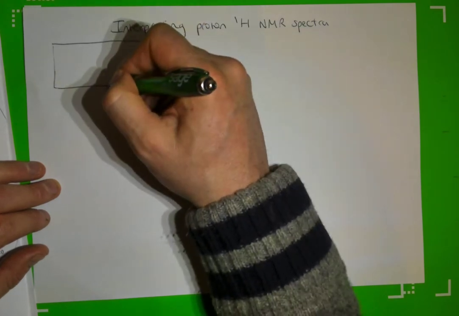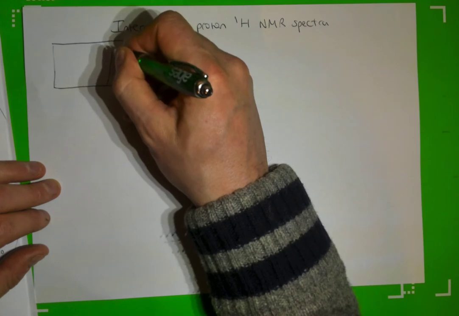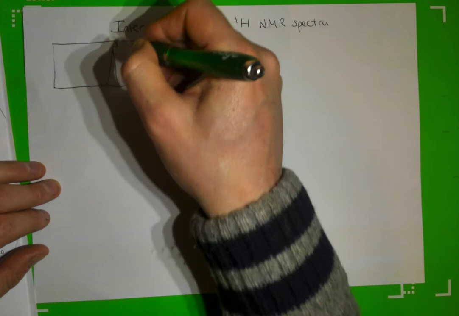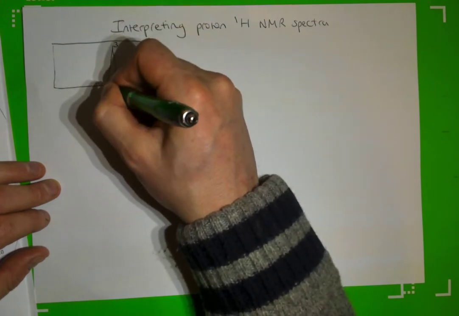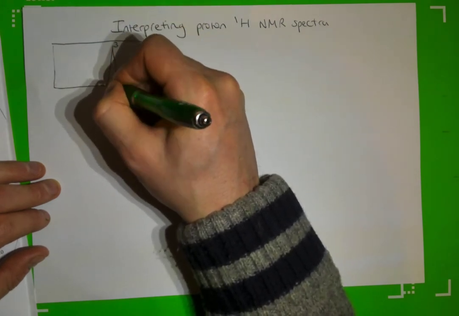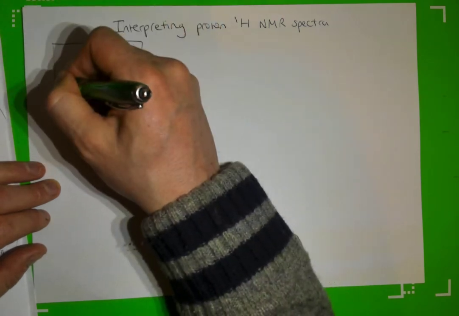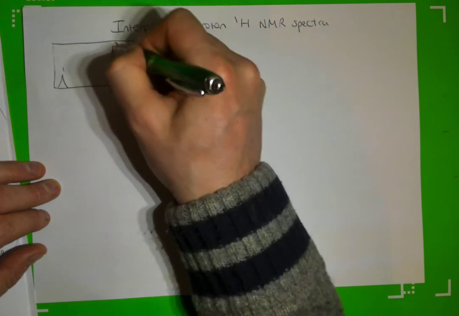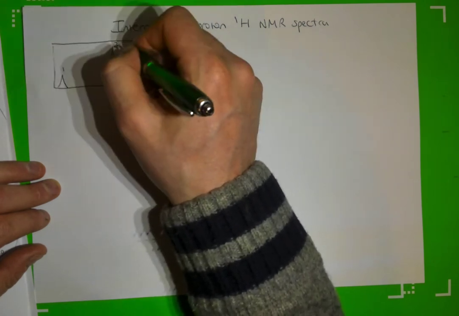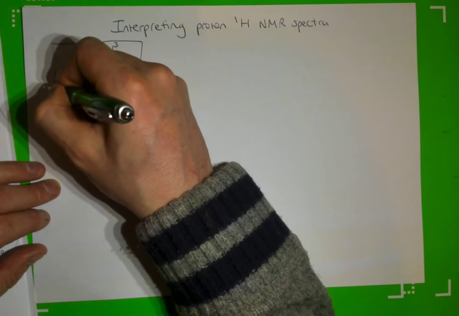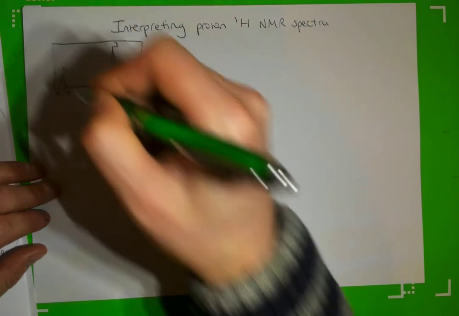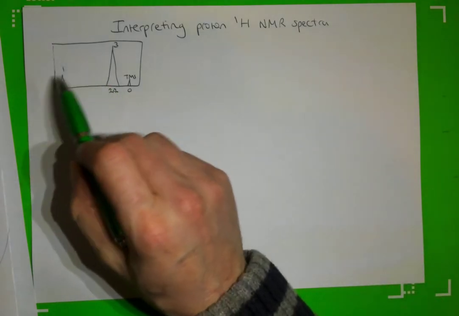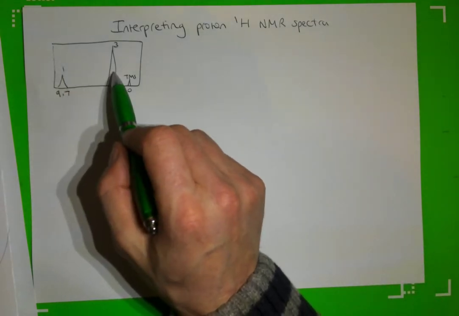And let's say we've got a peak with a relative area of 3 underneath it, with a chemical shift of 2.2, and another peak up here with a relative area compared to this one of 1, so it's a 1:3 ratio, with a chemical shift of 9.7. So we know that this is a 1:3 integration ratio.